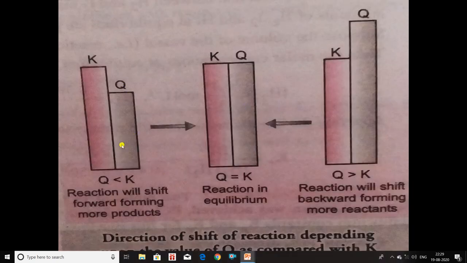Here there is a graph. In the first diagram Q is less than K, and we have to make its value equal to K. Its value becomes equal to K when the reaction moves in the forward direction. Here K is equal to Q, so that means the reaction is already in equilibrium. Here Qc is greater than Kc. You can write Qc or you can write Q. So Q is greater than K, and we have to make the value of Q equal to K. So we have to decrease the value of Q, and we can decrease it when the reaction proceeds in the backward direction.